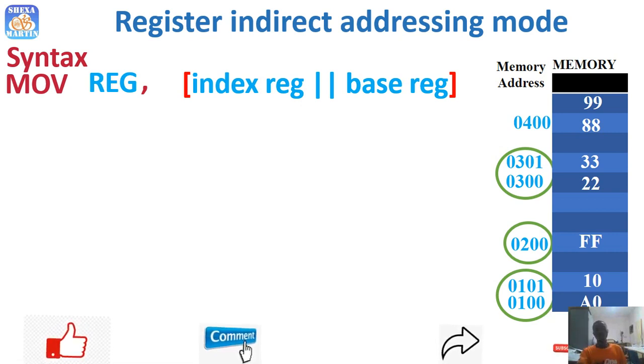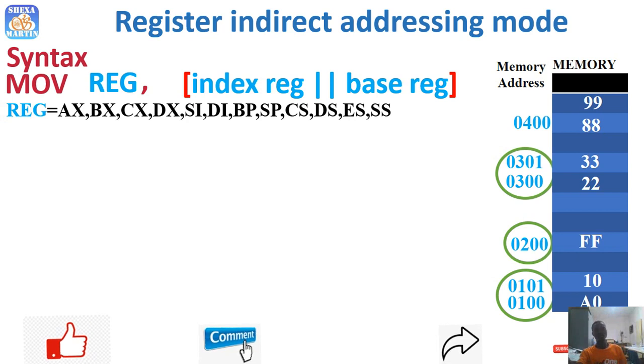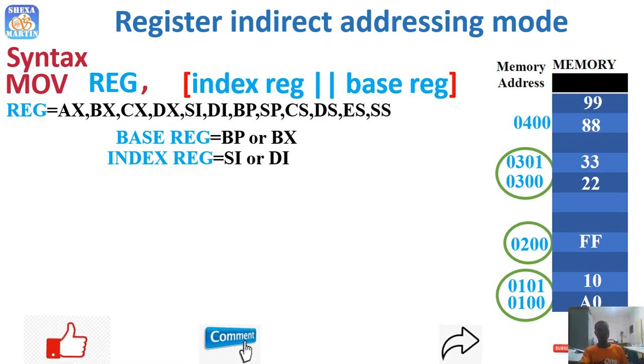All right, so what happens? Let's check. We still have our memory and the memory addresses, all right? And these are the registers that we can put in place of reg, and then index registers or base registers, you know them. Those are the base registers and the index registers. And then let's look at this instruction now.